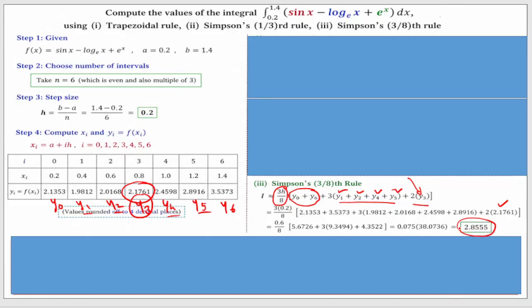Now, I'm going to tell you a very interesting result. Right? I'm going to solve this integral by the analytical method. I will solve it exactly.